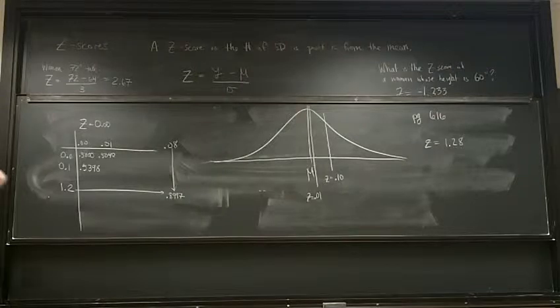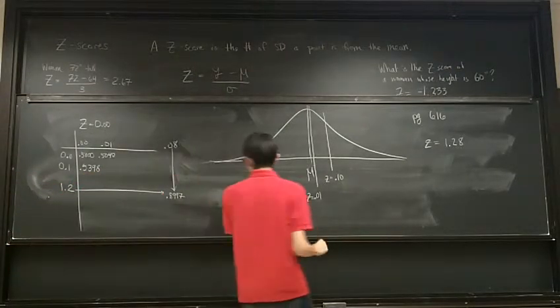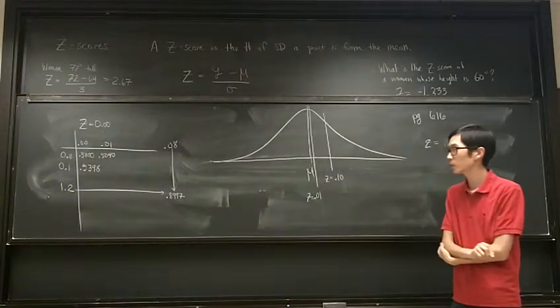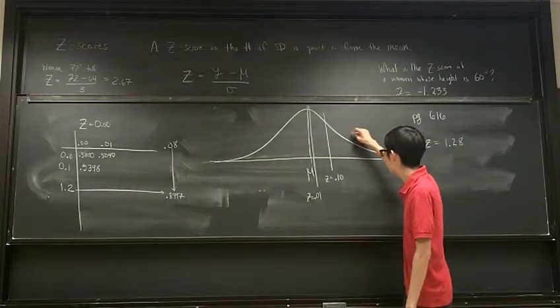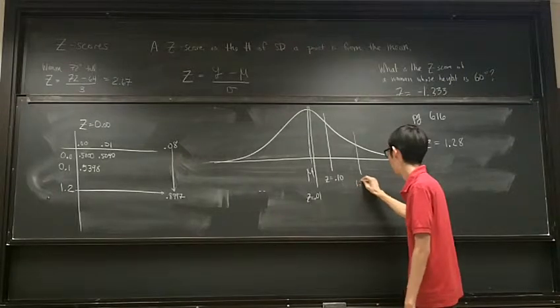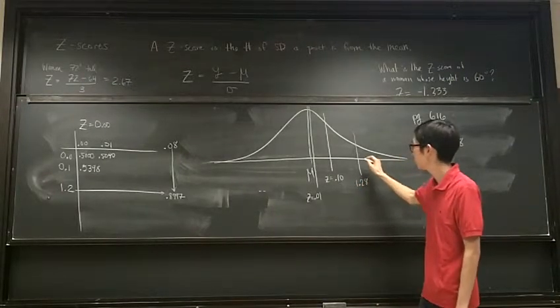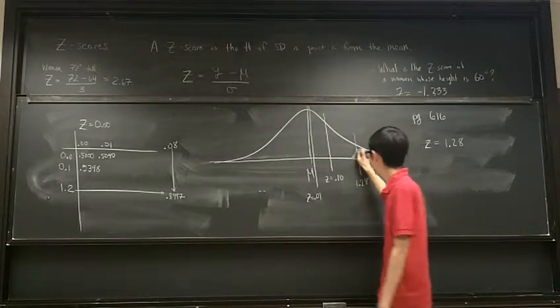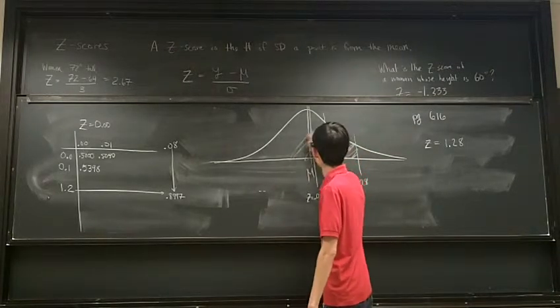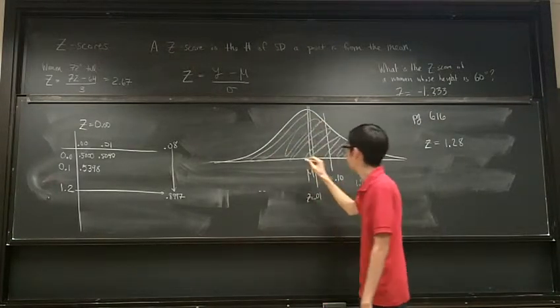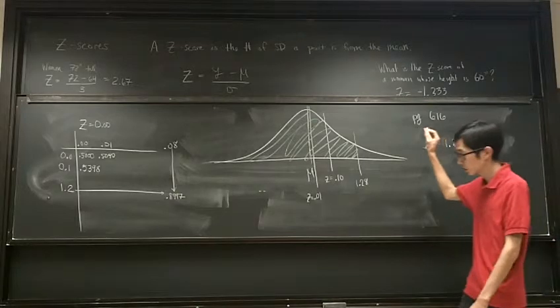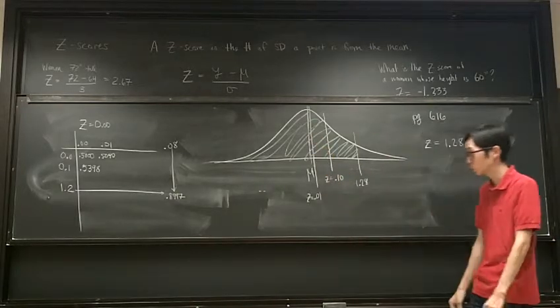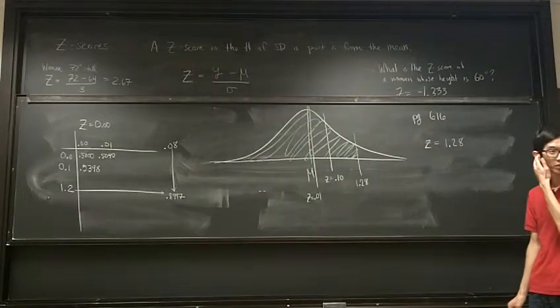So how many standard deviations am I away from the mean there? 1.28. I'm 1.28 standard deviations above the mean, and that means if I were to shade this entire region, I would have almost 90%, 0.8997. So just about 90% would be shaded to the left of z equals 1.28. Is that okay?